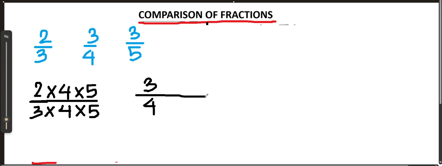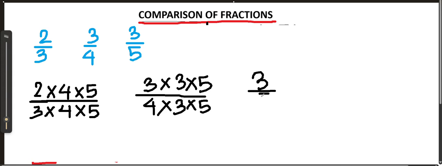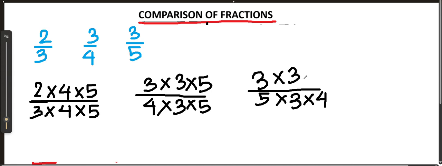3/4, so we have a 4 over here, right? So I am going to times that with the 3 and a 5. Similarly, I'm going to times up the numerator with the 3 and a 5. Next one, I have 3/5. So I'm going to times that with the 3 and a 4 because that is what the other denominators are. I'm going to times the numerator with the 3 and a 4 as well.